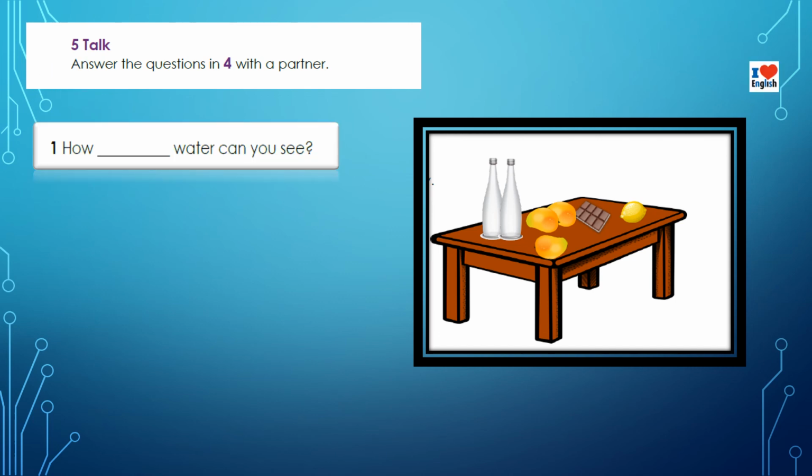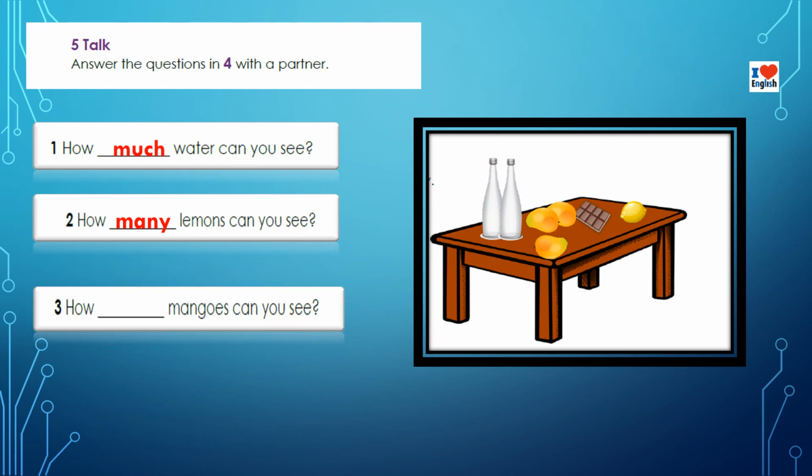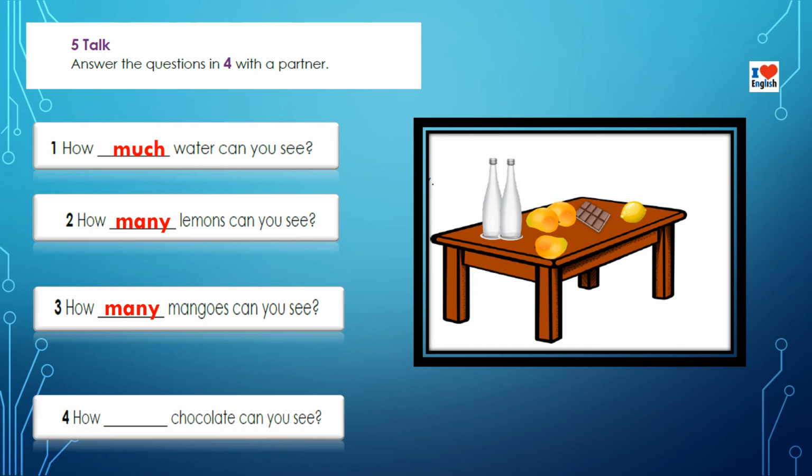Question number 1, how much water can you see? I can see 2 bottles of water. How many lemons can you see? I can see 1 lemon. How many mangoes can you see? I can see 3 mangoes. How much chocolate can you see? I can see 1 bar.